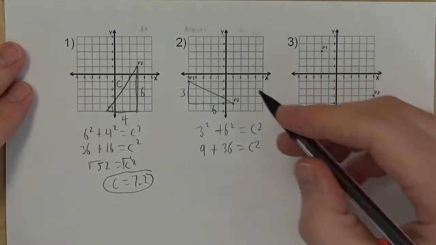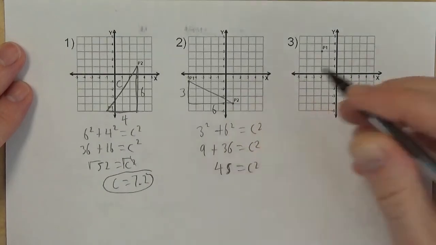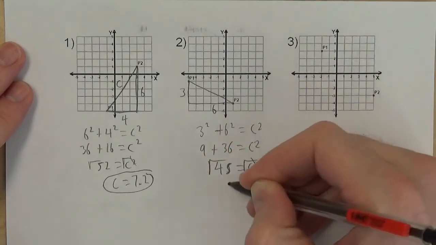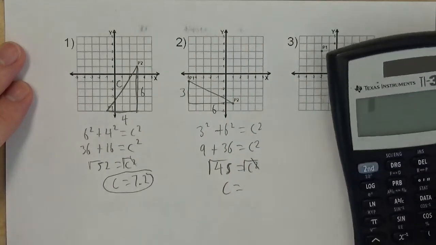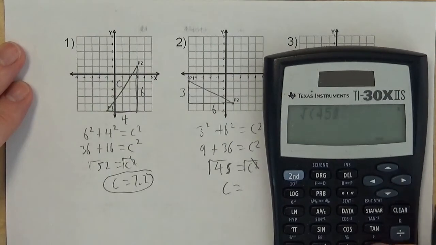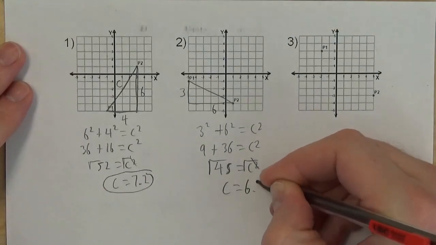We're going to add those together and get 45. 45 equals C squared. And then we finish by taking the square root to cancel out the squared. The square root of 45. Second square root, 45. That gives us 6.70. So that's definitely not big enough to move that up. So just 6.7.